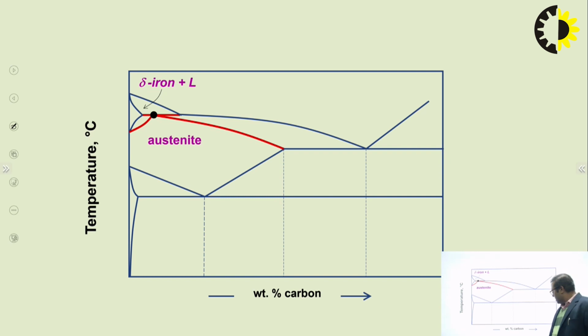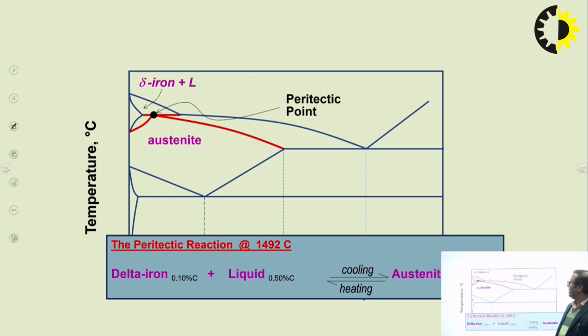So you can see this is the figure for the peritectic reaction, where there is delta iron plus liquid in between, and here is austenite. When delta plus liquid cools down, the austenitic phase will be formed, and on heating this austenitic phase converts into delta plus liquid. Here delta iron is 0.10% carbon and liquid at 50%. On cooling it gives austenite at 0.18% carbon.